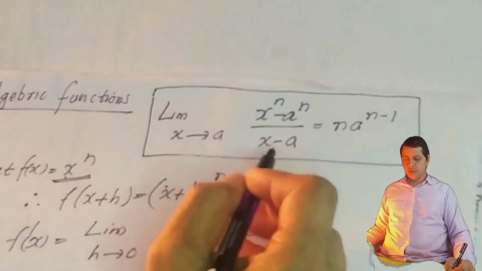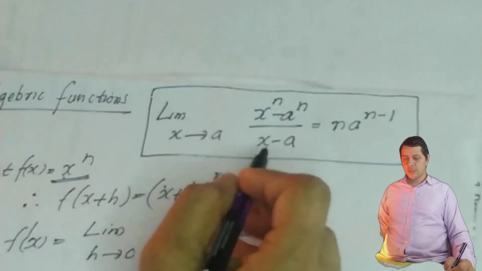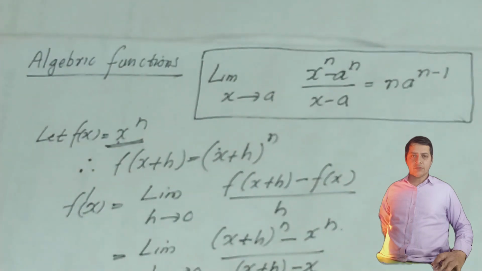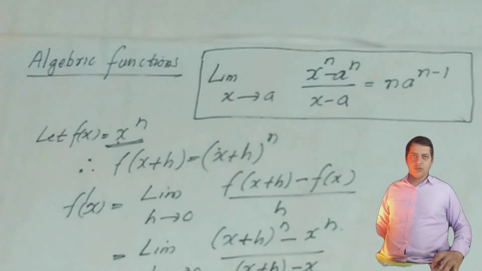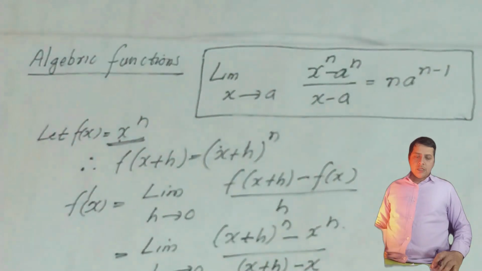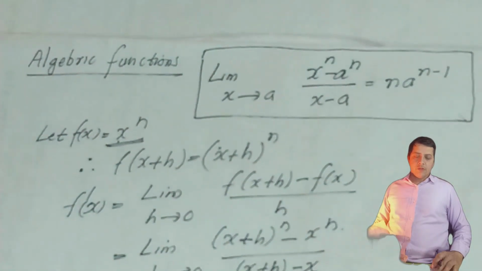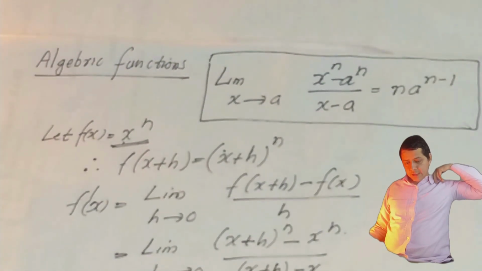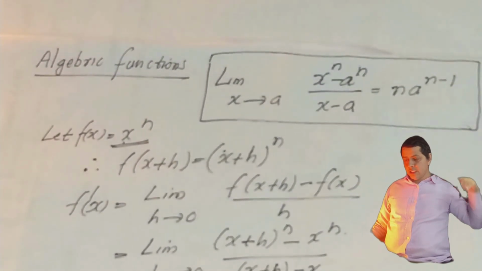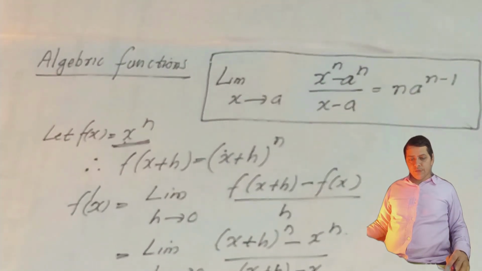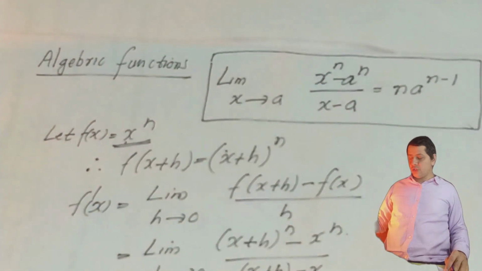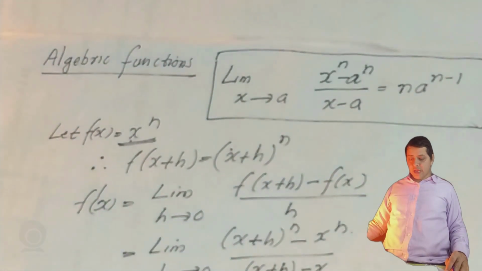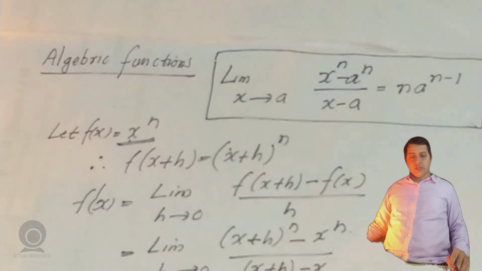So now all the algebraic functions we got: for x, for x square, for x cube, and for x to the power of n. For x we got one value, for x square we got the value 2x, for x cube we got the value 3x square, and then for n we got the value from this formula that we know.